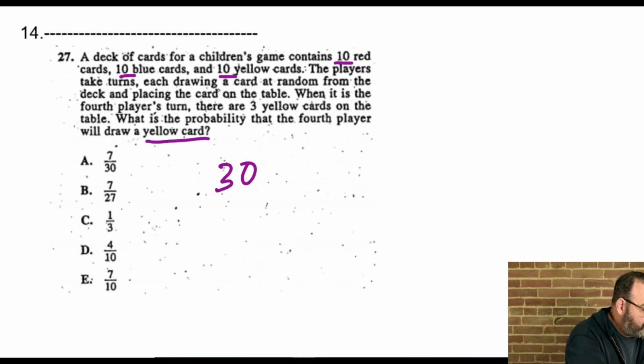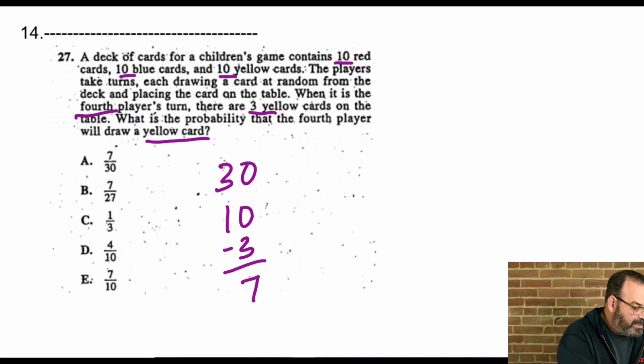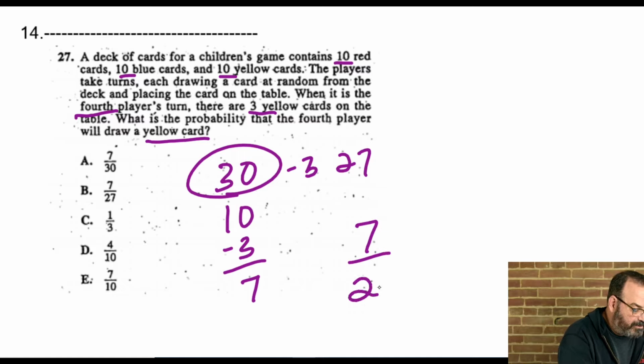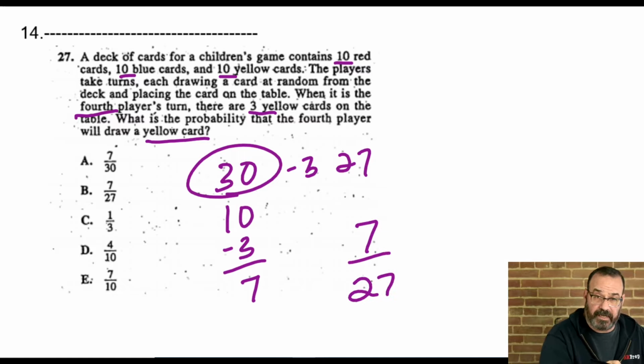The players take turns, each drawing a card at random from the deck and placing the card on the table. When it is the 4th player's turn, there are 3 yellow cards on the table. So 3 yellow cards are already taken, so there are 7 left. And there were 30 total, minus 3 is 27, so it's going to be 7 out of 27. 27 cards remain, 7 of them are yellow. 7 out of 27 is B.